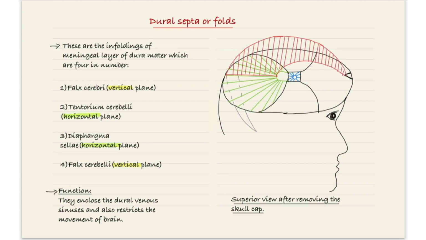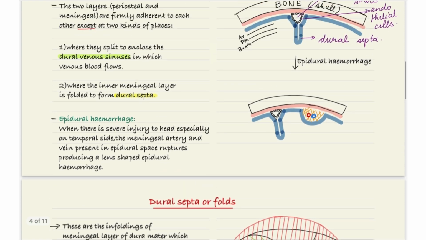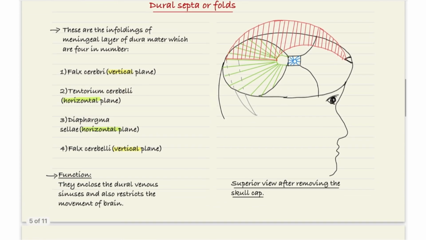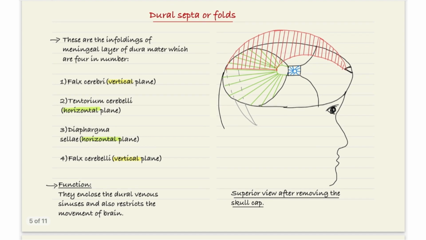Now we will understand about the dural septa or the folds. These are the infoldings of the meningeal layer of dura mater, which are 4 in number. So this is the dural septa. The first one is known as the falx cerebri, then the tentorium cerebelli, the diaphragma sellae, and the falx cerebelli. The first one was cerebri and the last one is the cerebelli.